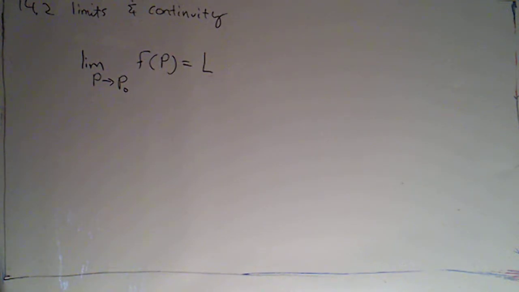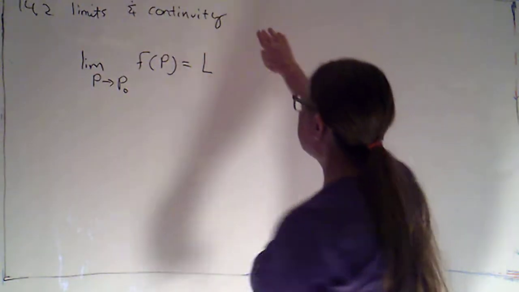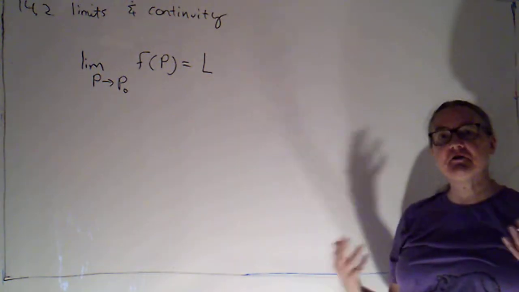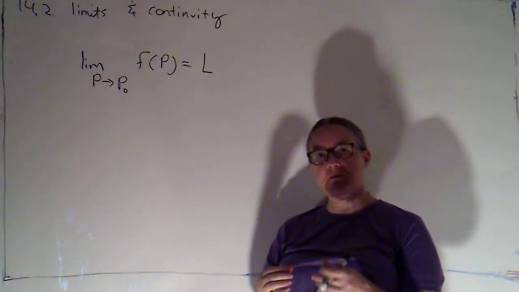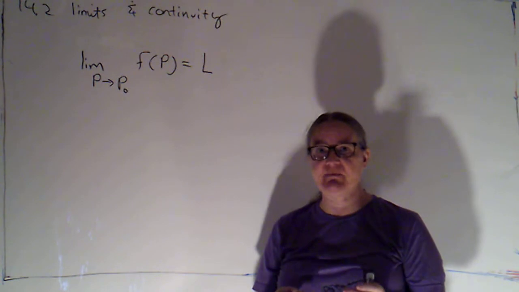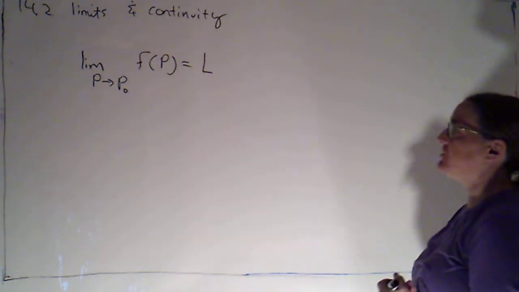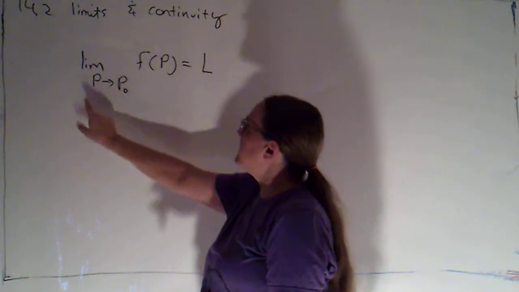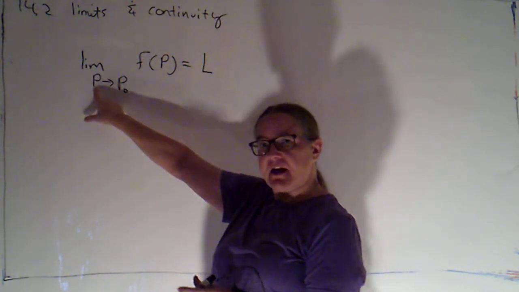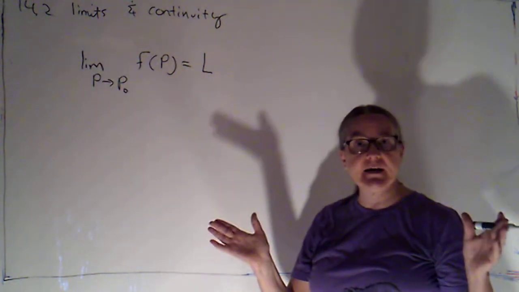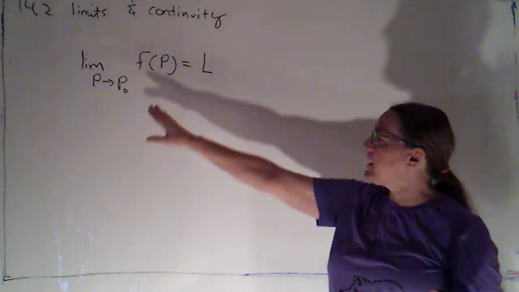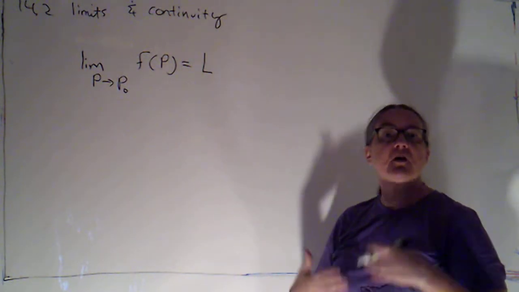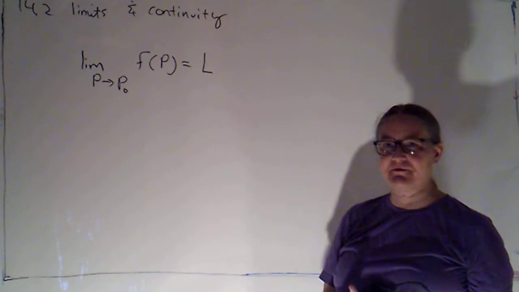In section 14.2, we're going to take a look at limits and continuity for these new functions, functions where the input is a point in n space and the output is just a number. Okay. So, if I'm taking the limit, I'm using generic notation here. P is just a point in n space. That way I can use this notation whether we're talking about 2 space or 3 space.